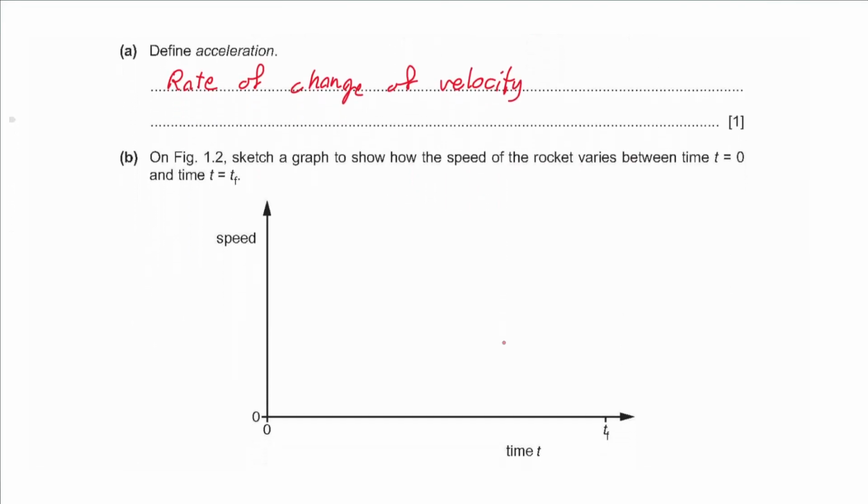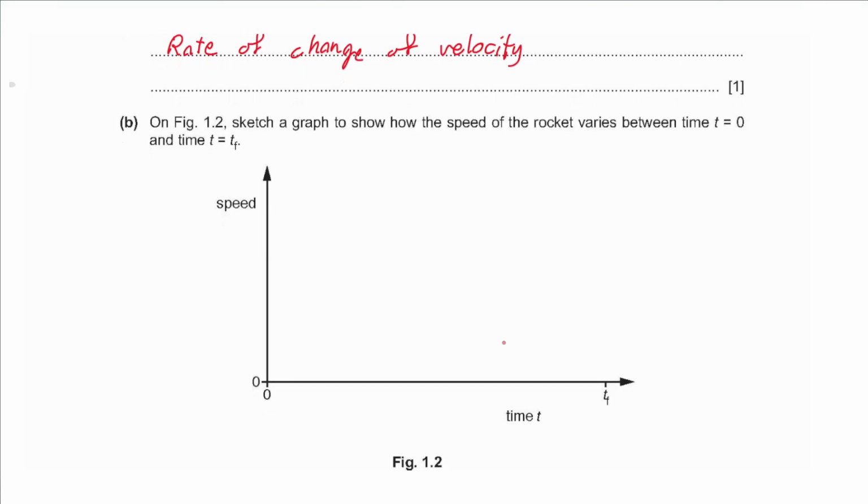Part B says on figure 1.2 sketch a graph to show how the speed of the rocket varies with time between time t equals 0 and time t final. So we had a section of the graph where the acceleration changed behavior from increasing acceleration to constant acceleration, and we started from rest, so we started from speed 0, and acceleration started from 0 from the above graph. So we start with gradient equals 0 and then gradient increasing until we reach a constant gradient, which means a constant straight line or a straight line with constant slope.